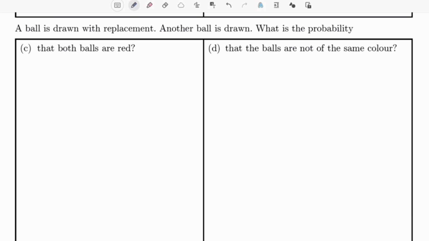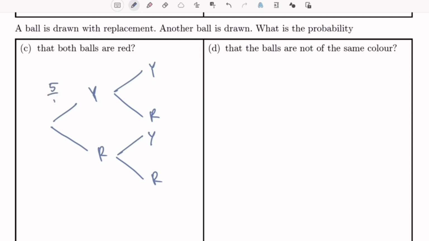A ball is drawn with replacement. Another ball is drawn. What is the probability that both balls are red? So for this part of the question, we need to draw another tree diagram. The probability of picking yellow ball for the first time is 5 over 8. And then this one here is 3 over 8. And then whatever ball you're going to pick, there will be a replacement. So the number of the ball will remain the same. So the probability of taking a yellow ball for the second draw is also 5 over 8. So 3 over 8 here, 5 over 8, 3 over 8.